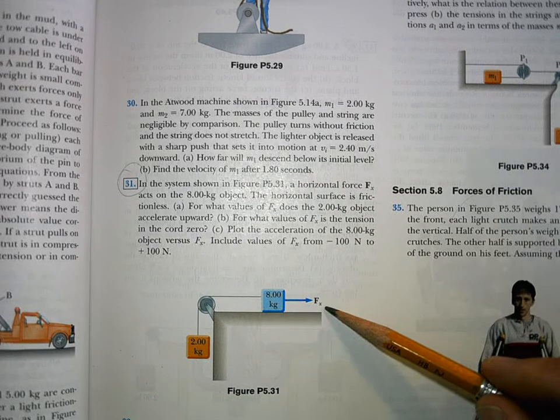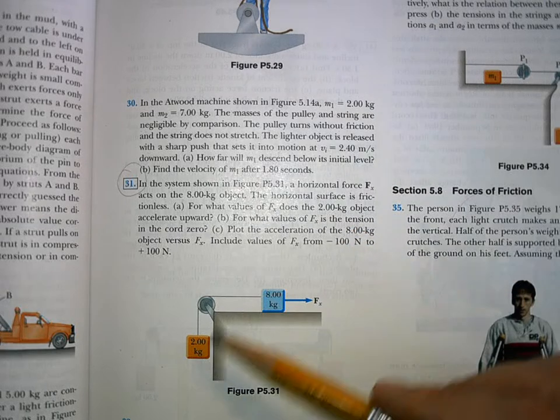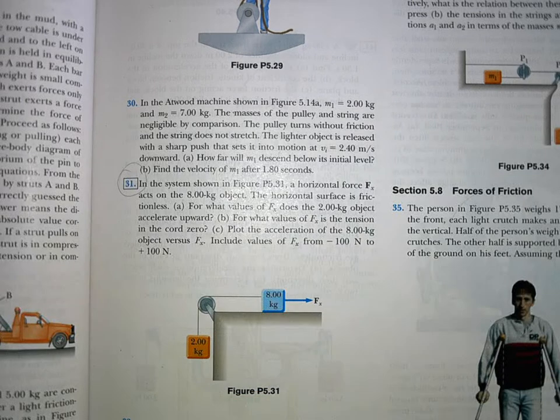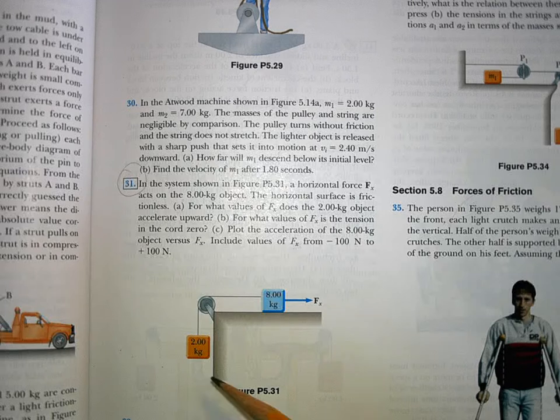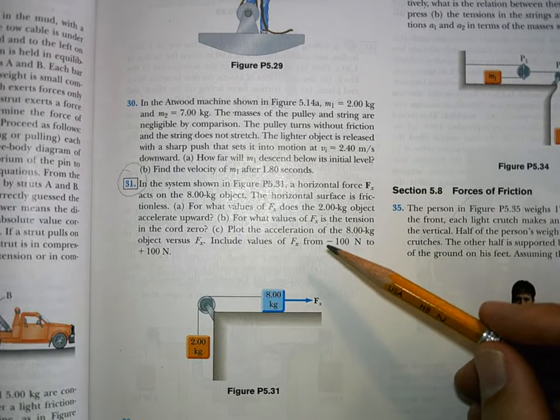For what values of this force f of x, or f sub x, does the 2 kilogram object accelerate upwards? So they're really asking for an inequality. Like, how big does this force have to be for this guy, this 2 kilogram mass, to accelerate upwards? For what values of f of x is the tension in the cord 0?